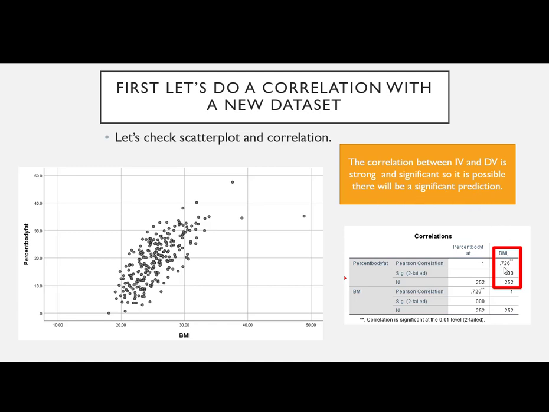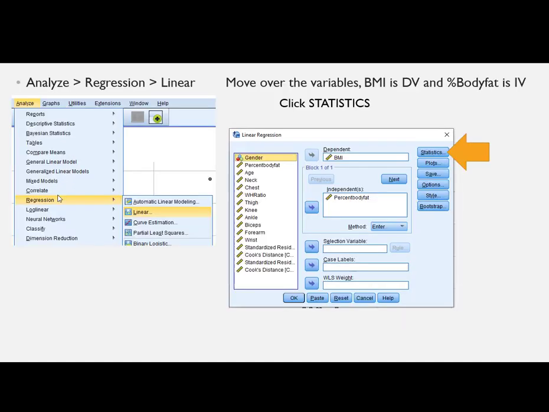So we see we have 0.73, and it's 2 little stars means correlation is significant at 0.01 level, two-tailed, so we have highly significant correlation. So yes, we can use this as a predictor. So we'd go to analyze, come down to regression, slide over to linear.